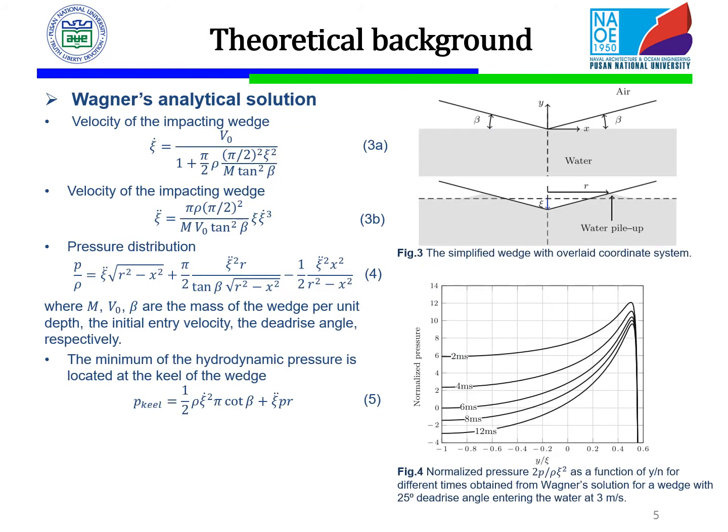The analytical solution developed by Wagner 1932 allows for predicting the impact dynamics of a rigid body entering a quiescent water surface. Within this framework, the velocity and acceleration of the impact wedge are given by equations 3a and 3b. From the wedge motion, the approach of Wagner allows us to compute the pressure distribution through equation 4.